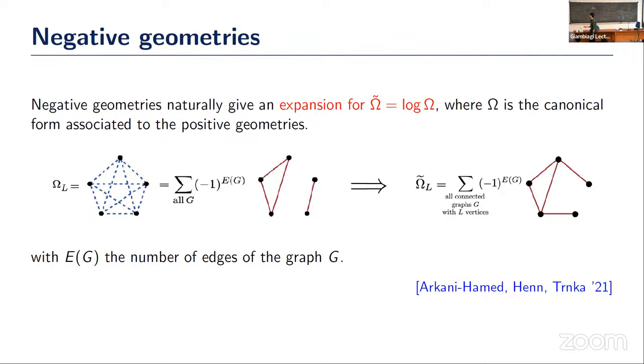So as usual, if we now take the logarithm of this expansion, we will get an expansion over all possible connected graphs with negative geometries. And this logarithm is the logarithm of the canonical form that was associated to a positive geometry. And this logarithm is precisely now what will be related to the logarithm of the amplitude.